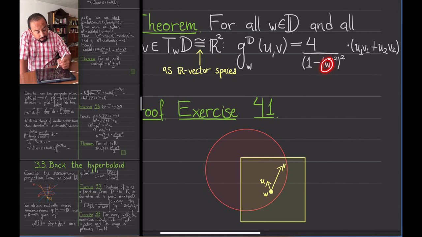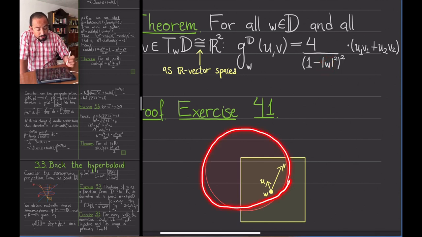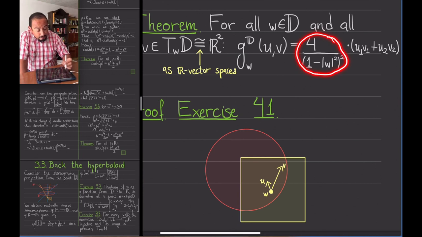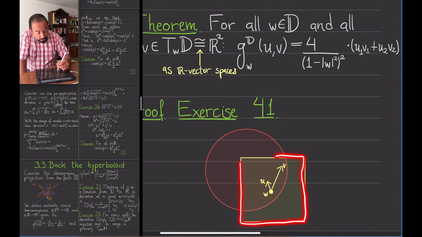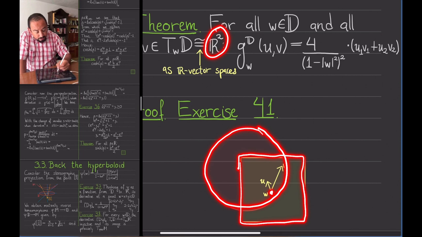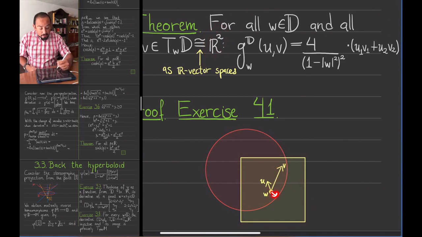in a way that when W is close to the boundary of the disk, so close to the circle, this number becomes very small. So this one becomes very big, actually tends to infinity, which means that you take the tangent plane at W, already thought of as R2, and if W is close to the boundary, the border, these vectors in R2 get assigned a very long length, the closer and closer you move W to the border.